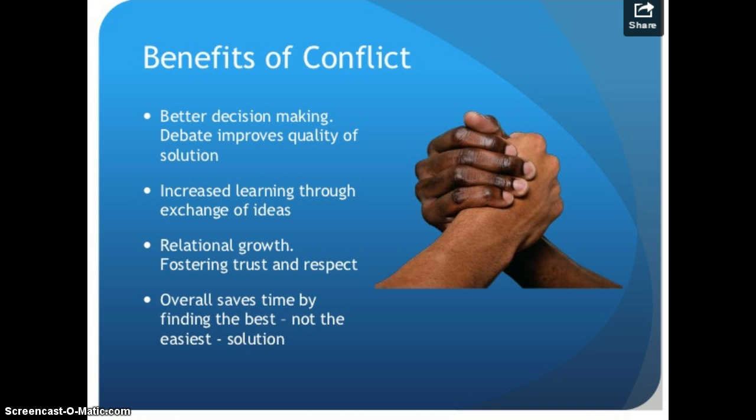So, the benefits of conflict. Yes, it takes time. Yes, it takes a lot of diligence to make sure that emotions are heard, and then to go through the 5-step model process to assess, analyze, and come up with varying solutions to a conflict. But the benefits are that typically better decision making comes out of conflicting situations, and this goes for work and personal. And overall, debate improves the quality of the solution. You just might not necessarily want to go through the process. I know sometimes I don't.